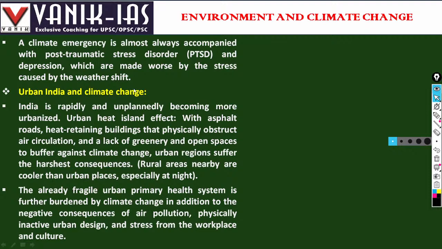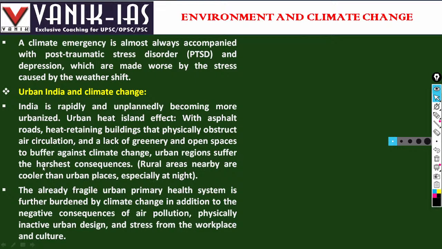Urban India and climate change. India is rapidly and unplannedly becoming more urbanized. Urban heat island effect with asphalt roads, heat-retaining, called the blacktop roads. Asphalt road means the roads built with coal tar, the blacktop roads, heat-retaining buildings that physically obstruct air circulation, and a lack of greenery and open space to buffer against climate change.